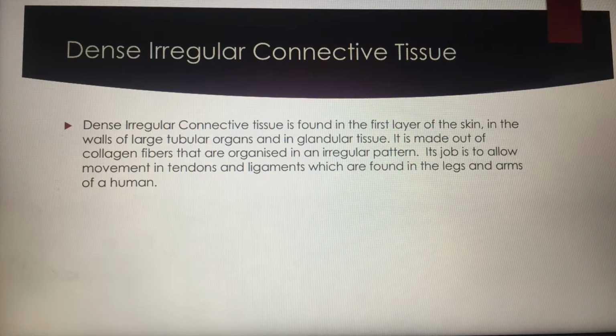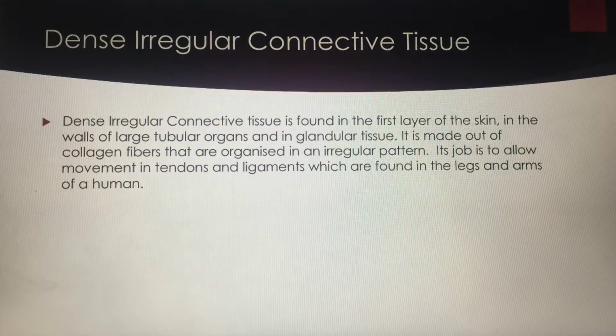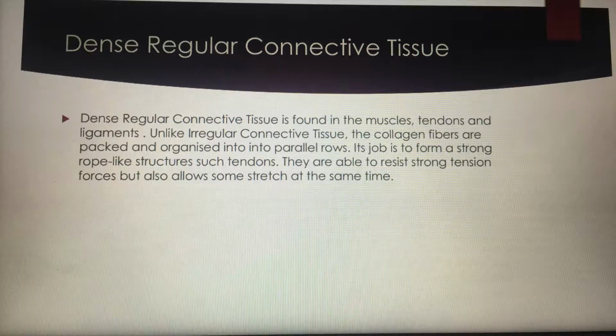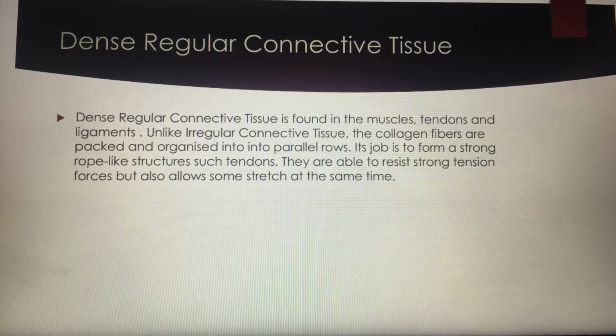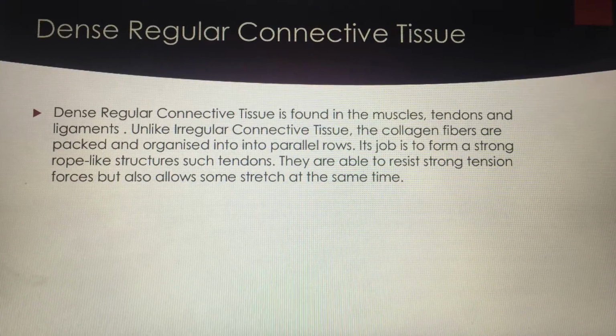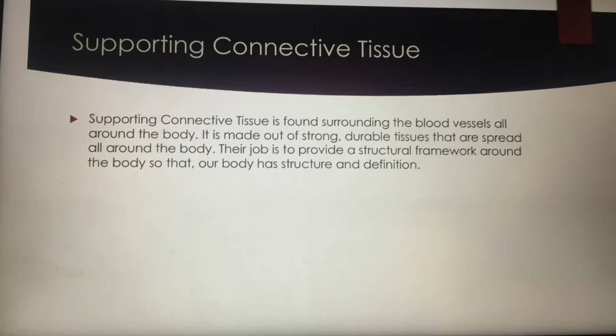Dense irregular connective tissue is found in the first layer of the skin. It is made out of collagen fibers that are organised in an irregular pattern and it helps with movement in tendons and ligaments. Dense regular connective tissue is found in muscles, tendons and ligaments. The collagen fibers are packed into parallel rows and it forms a strong rope-like structure.